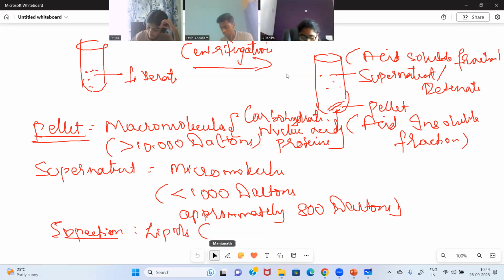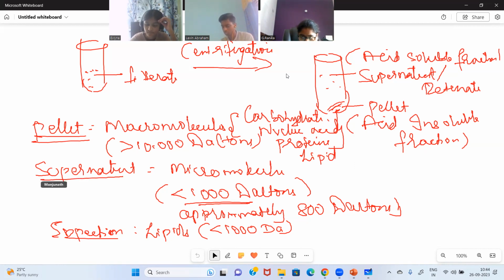It has a molecular weight of less than 1,000 Daltons, but it is found in the pellet, not in the supernatant. Why are the lipids, even though they have a molecular weight of less than 1,000 Daltons, found in the pellet? Because in reality, if it is less than 1,000 Daltons, then it should be present in the micromolecular fraction, in the supernatant, but not in the pellet.